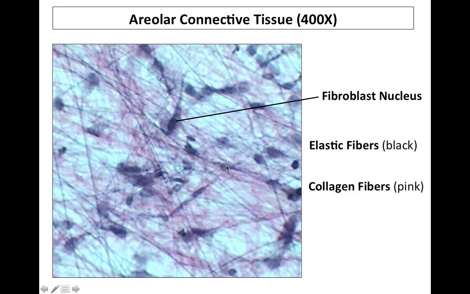The particular cells in this image are known as fibroblasts, and these are the nuclei of the fibroblasts. They're so named because they produce or they secrete the protein fibers that make up the rest of the connective tissue. These connective tissue fibers are the second component of connective tissue, and actually they are more predominant than cells in some cases. In this image, you can see black fibers, which are known as elastic fibers, and pink fibers, which are known as collagen fibers.